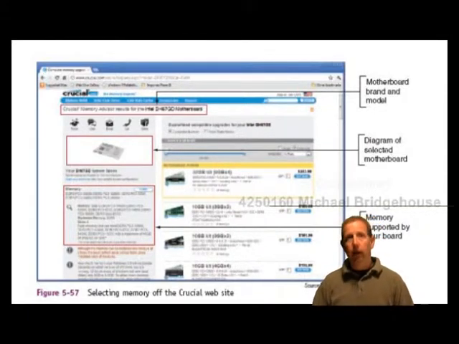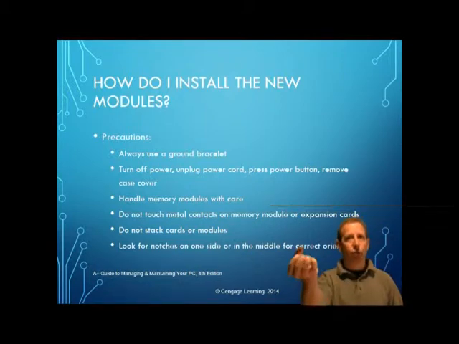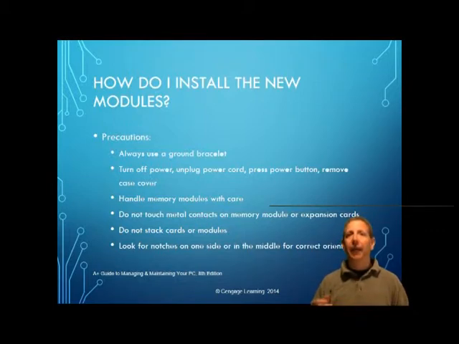So now we need to talk about how to install them. When installing RAM modules, be careful to protect the chips against static electricity. As you learned earlier, we can use the following precautions. Always use a grounding bracelet when you work. Turn off the power. Unplug the power cord. Press the power button to drain the electricity out of the capacitors. Remove the case cover. Handle the memory modules with care. Don't touch the edge connectors on the memory module or on the memory slot. Don't stack cards or modules, because you can loosen a chip.